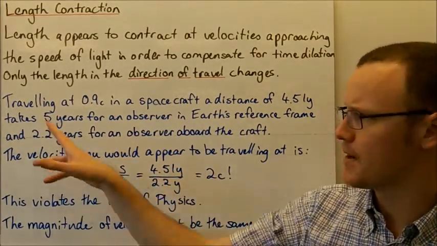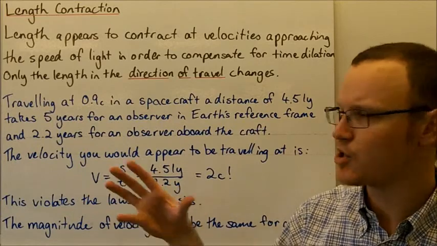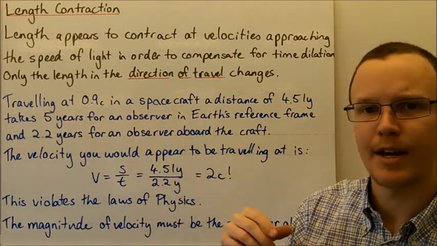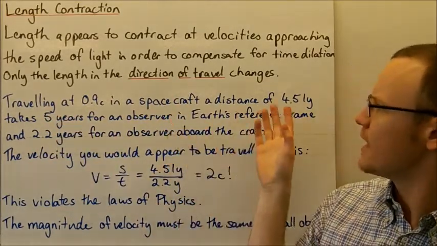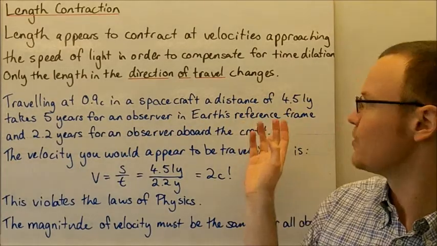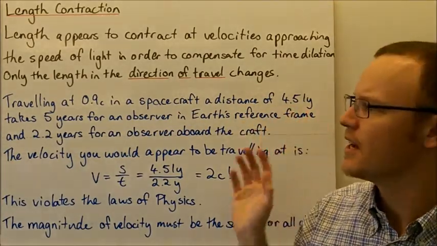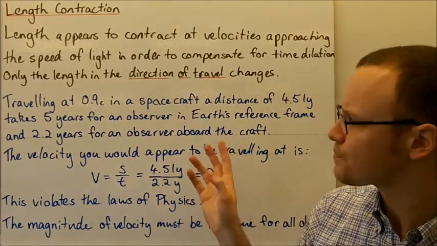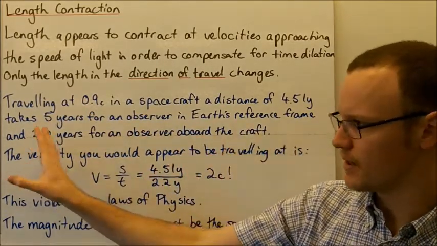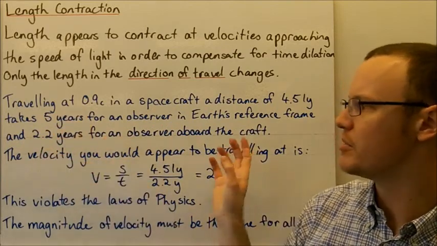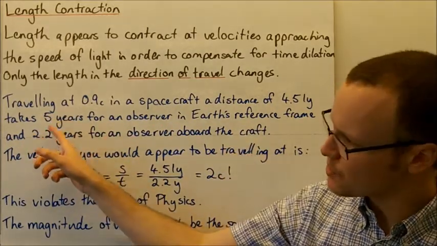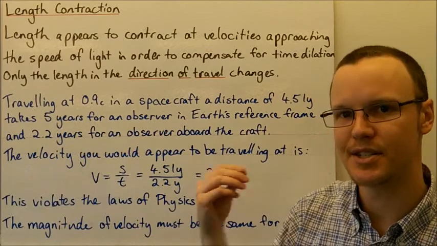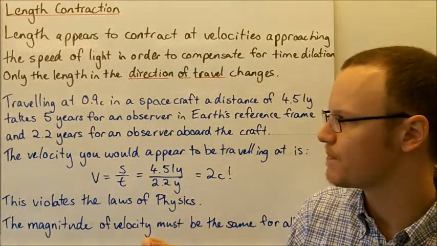So just looking at an example, if some object or a spacecraft was travelling at 0.9 c, and it travelled a distance of 4.5 light years, that takes 5 years for an observer in Earth's reference frame. And it also takes 2.2 years for an observer aboard the craft. And that difference between 5 years and 2.2 years is due to the effect of time dilation.